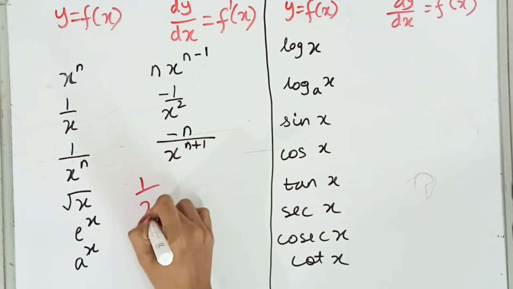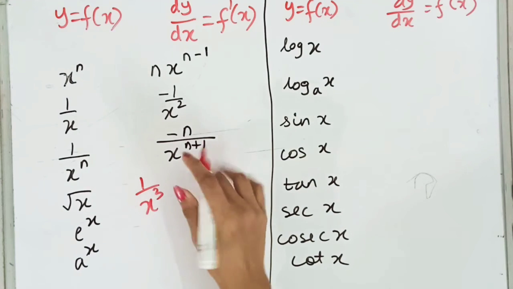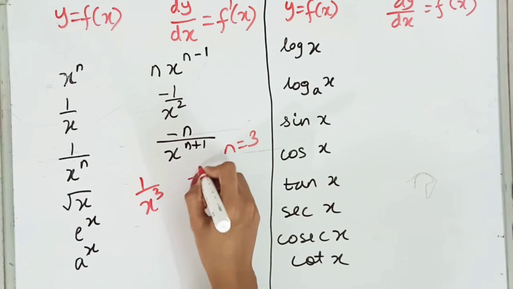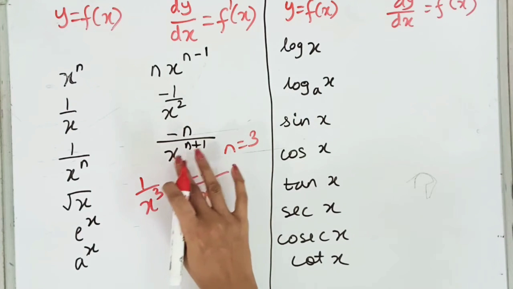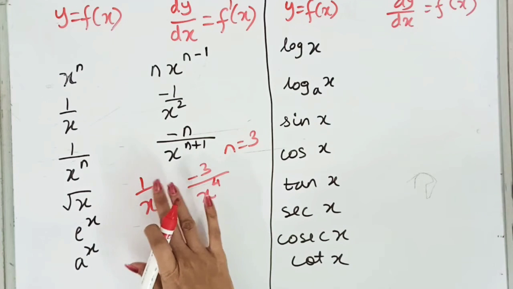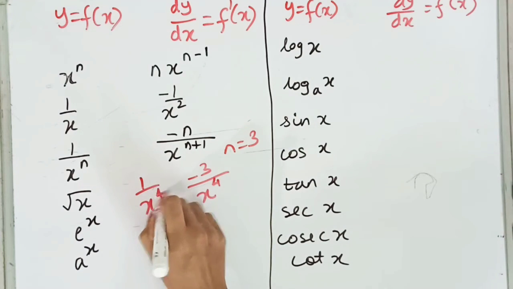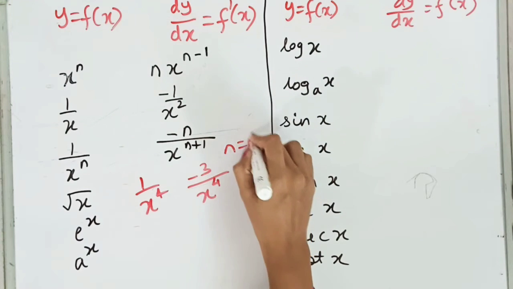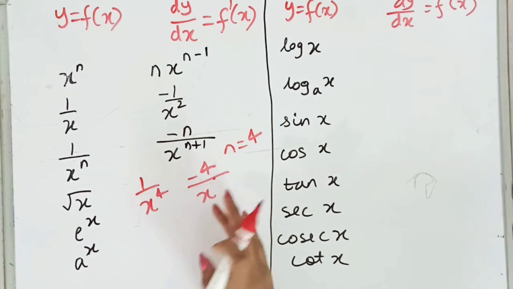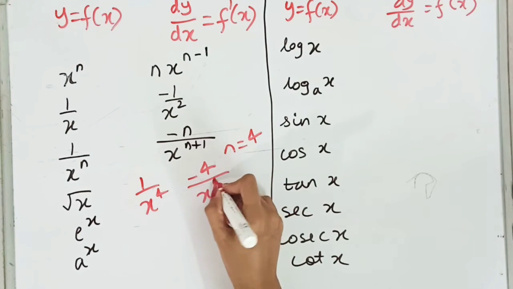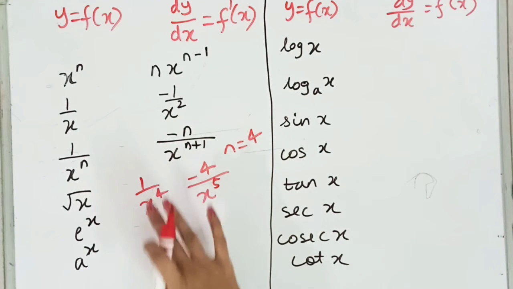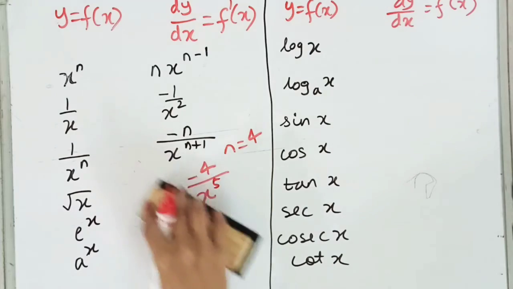If the function given is 1 upon x cube, n over here will be 3. So minus 3 upon x raised to n plus 1, that is 3 plus 1 will be 4. If 1 upon x raised to 4 is given, n will be 4. So that will be minus 4 upon x raised to n plus 1, and 4 plus 1 will be 5. So this will be the derivative of 1 upon x raised to 4.